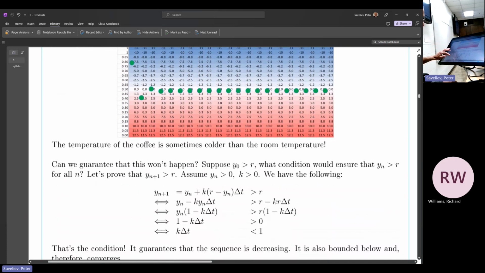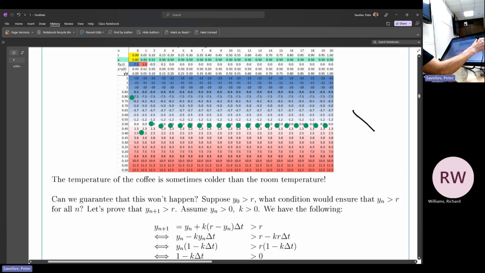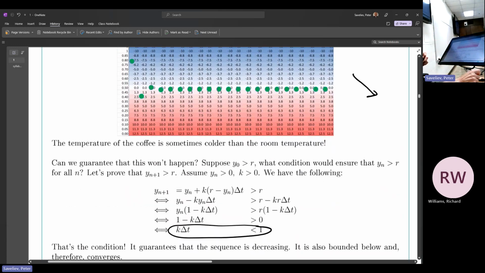Okay, so this is some algebraic proof here. How do you guarantee this won't happen? And there is a requirement here. I went through the algebra; you can look through it. If K times delta T is less than 1, so neither one of them is too large relative to the other, then what does it guarantee? It guarantees that it will be either decreasing or increasing, or in this case, decreasing. The problem with this one is that it is supposed to decrease, but it decreases and then increases. So how do we guarantee that the behavior is as required? And that's the requirement there at the bottom.